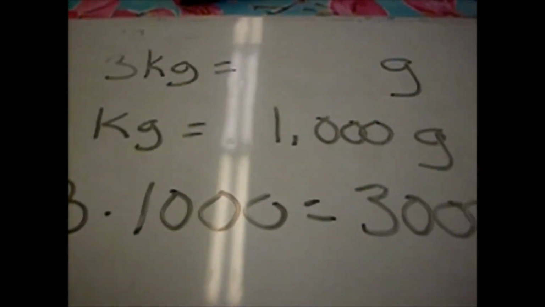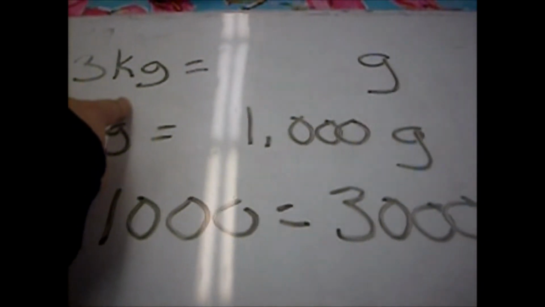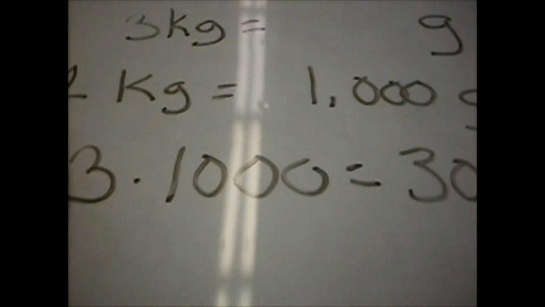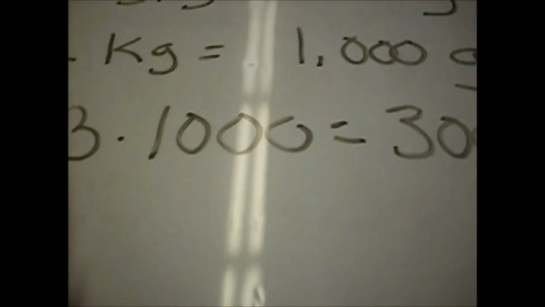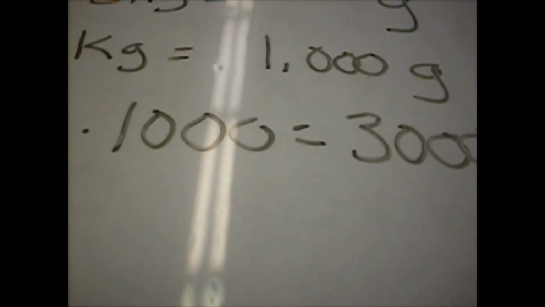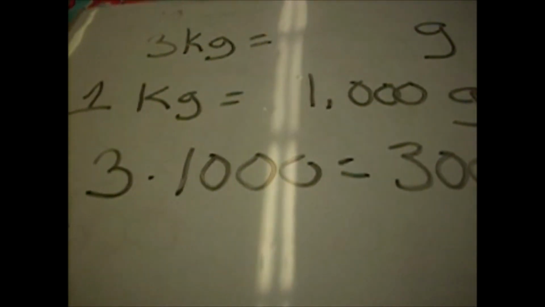Hang on. So now we're going to change 3 kilograms to grams. So I used our little handy-dandy sheet. 1 kilogram is 1,000 grams. So I multiplied 3 times 1,000 to get 3,000 grams. Now you're not always going to multiply. It depends on if you're going from big to small, or small to big. And that's going to tell you what you need to do.